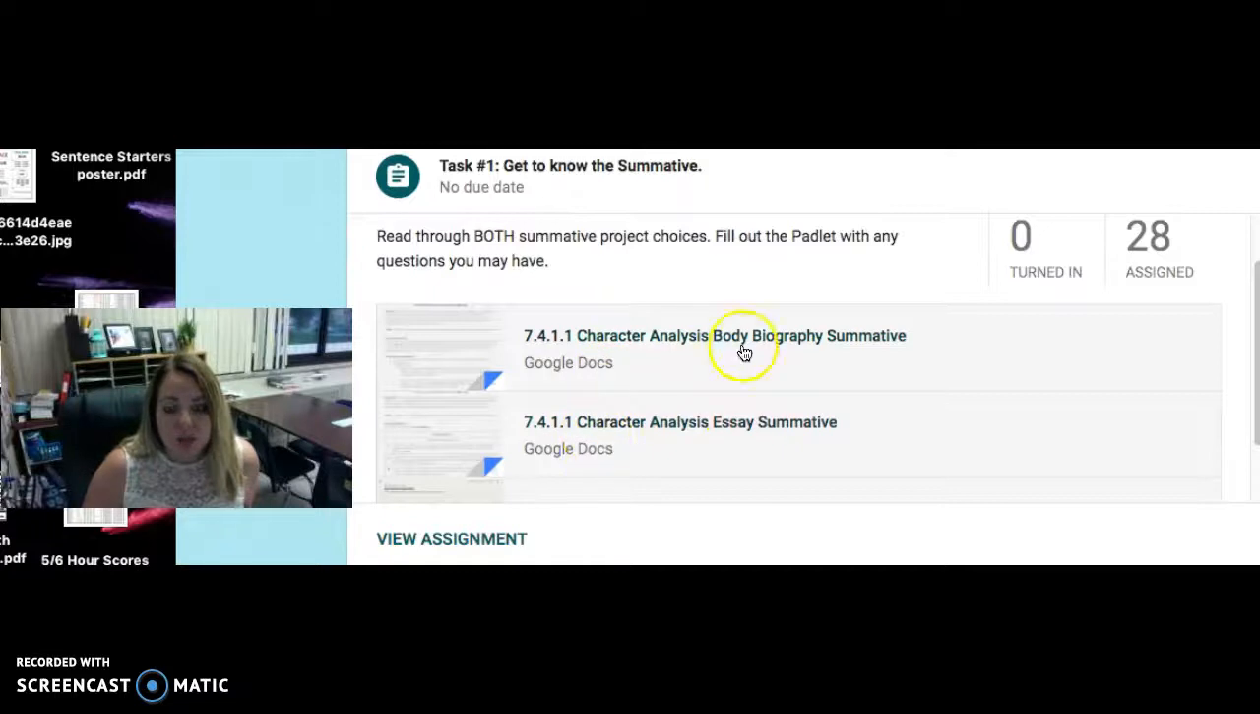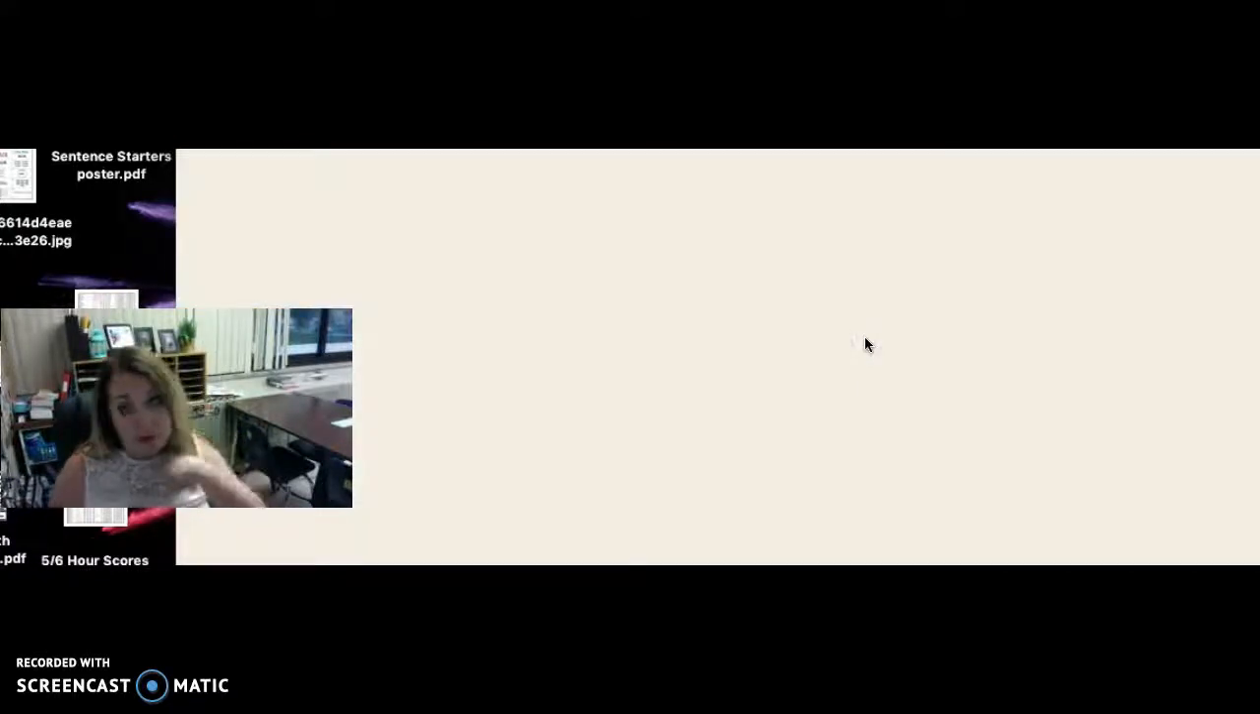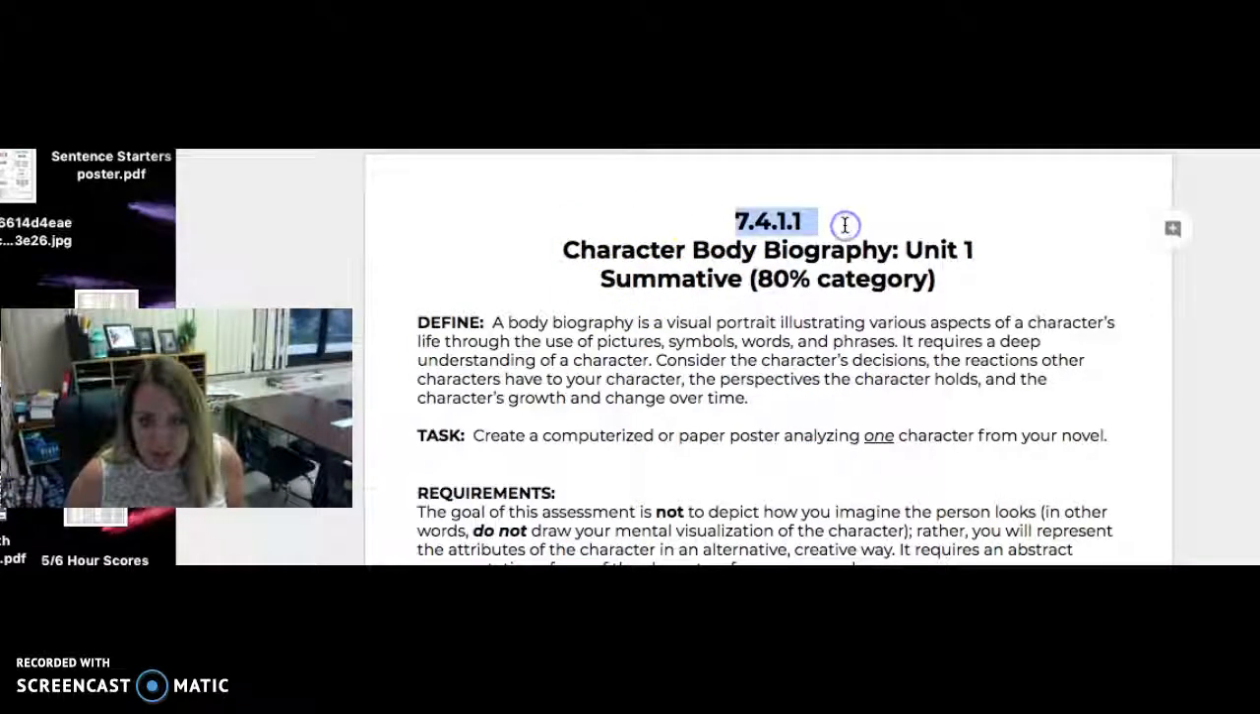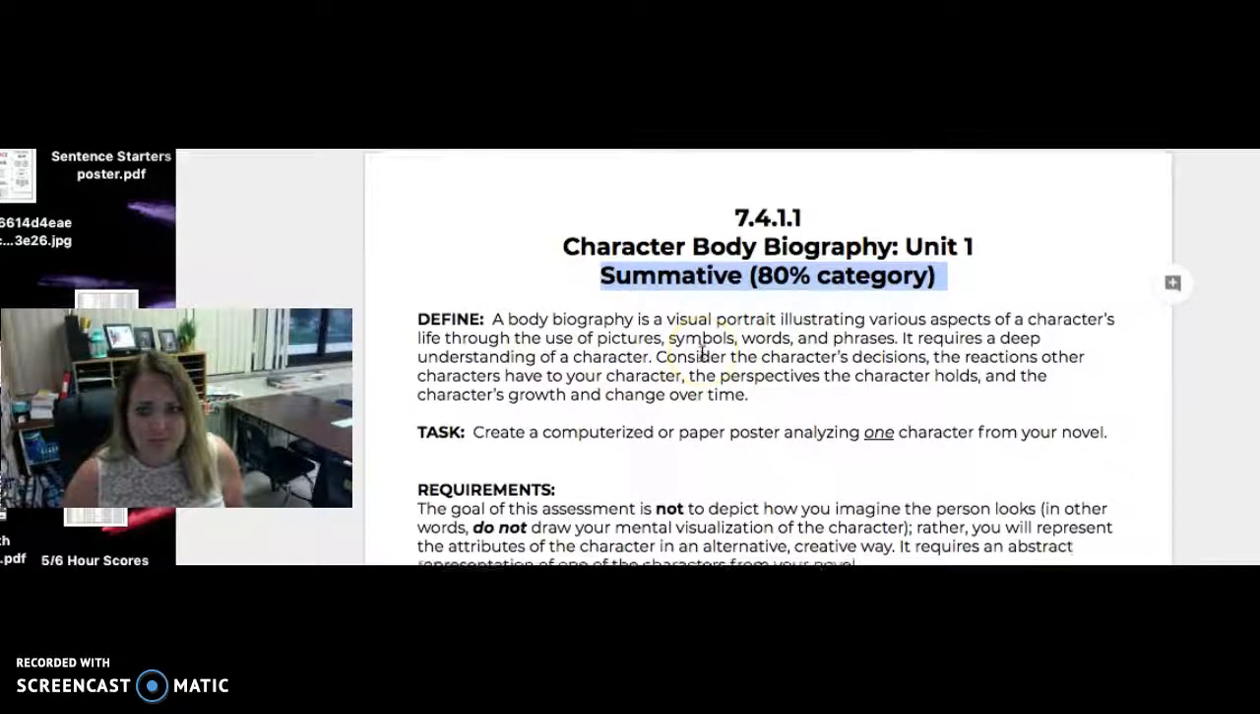So we're going to start with the first one, body biography summative. When you open that up, it's going to take you to a pretty lengthy assignment description. And you'll notice that it tells you that this is about standard 7.4.1.1. This is the character body biography for Unit 1. It's a summative assessment, which means it goes into the 80% category in the grade book. So this is a really big deal, okay?